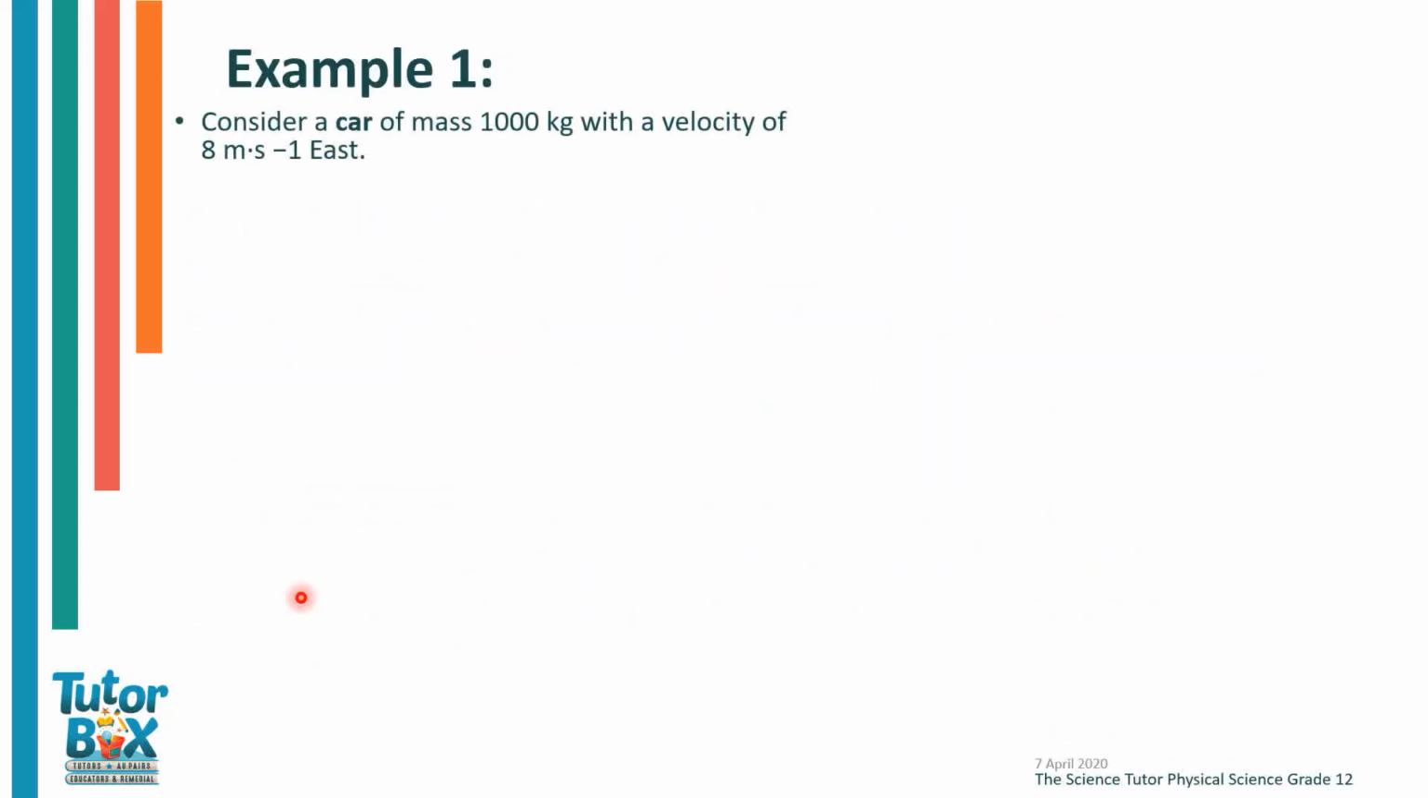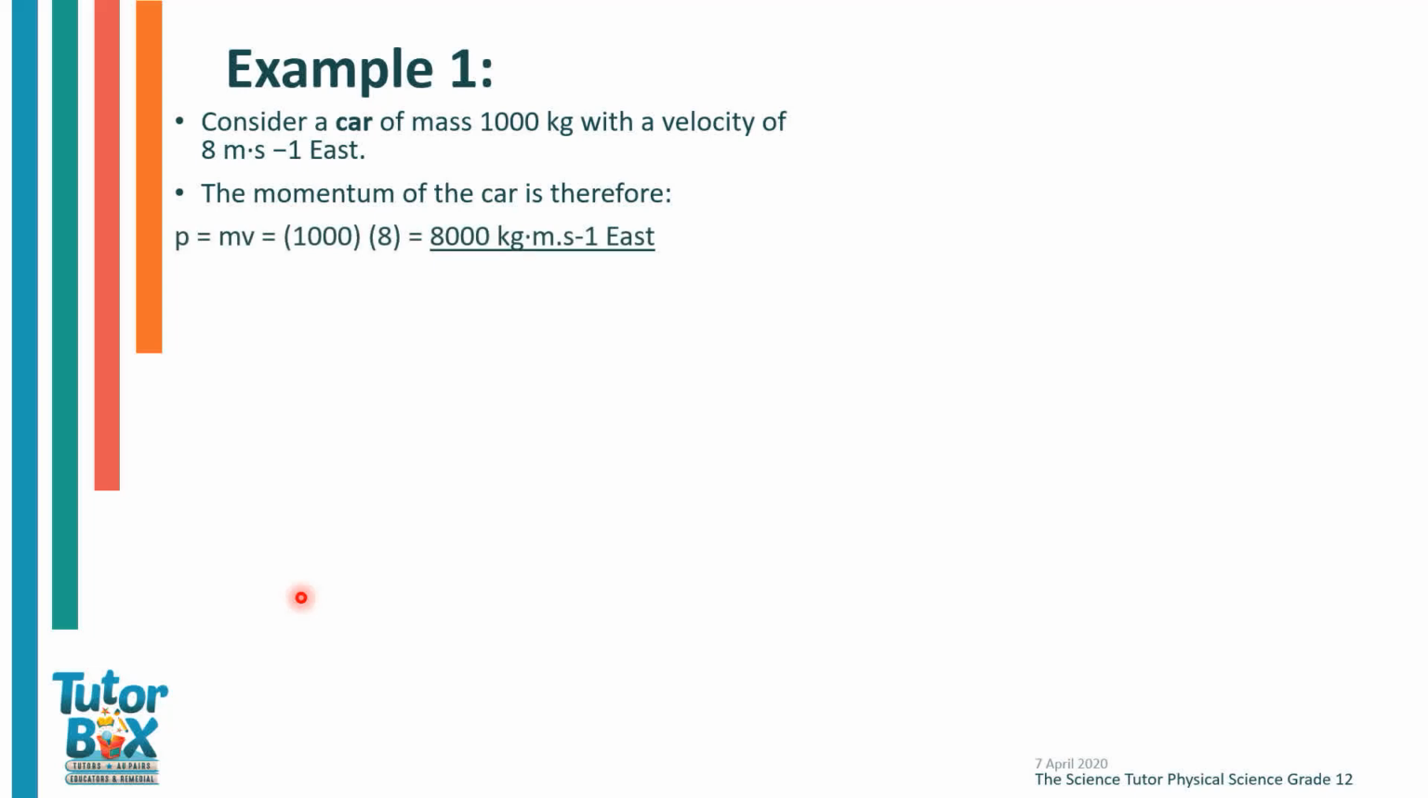For our first example, we're going to consider a car of mass 1,000 kilograms traveling 8 meters per second east. The momentum of the car is therefore p = mv, which is equal to 1,000 times 8, which is equal to 8,000 east. We always have to remember your direction.